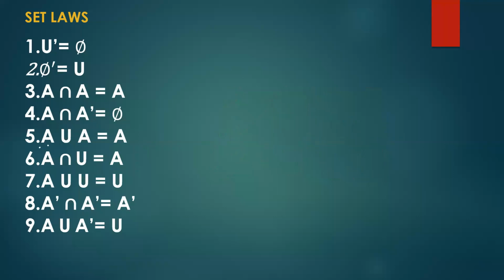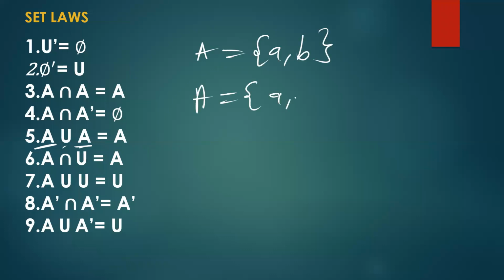What is A union A? So A union A is simply just A. So when you combine A and A, the answer that you get is still going to be A. Okay, let me give you this example. You have A is equal to A comma B. Then you also have another A, which is A comma B.